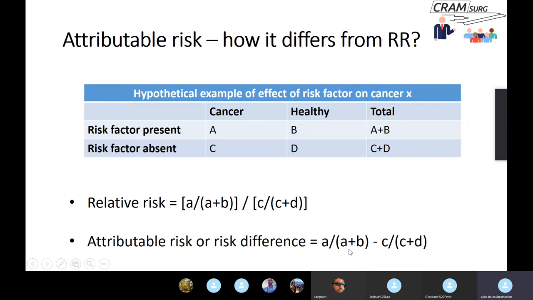So attributable risk is the probability of having cancer if you have the risk factor, minus the probability of having cancer if you do not have the risk factor. And that's all it is. It's a difference between probabilities, while relative risk is a ratio of probabilities. Right.